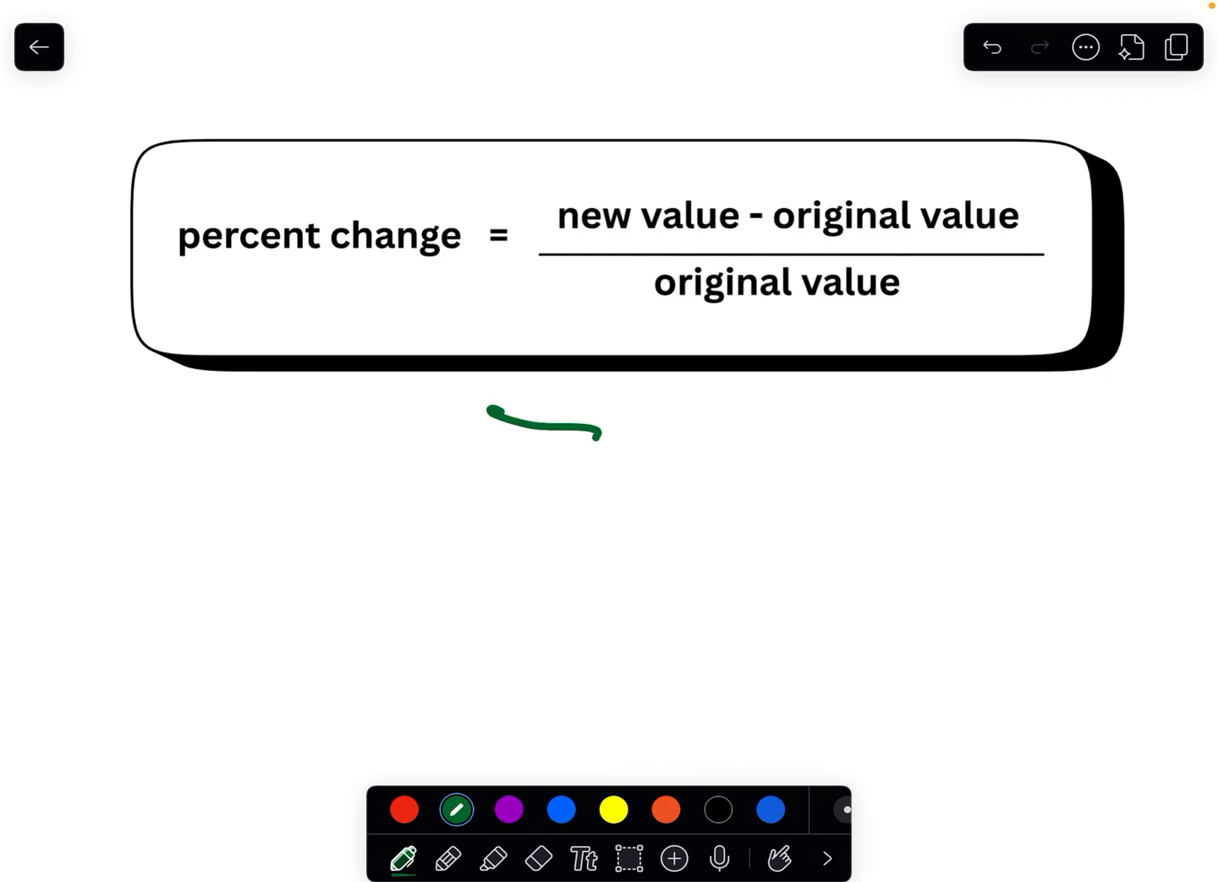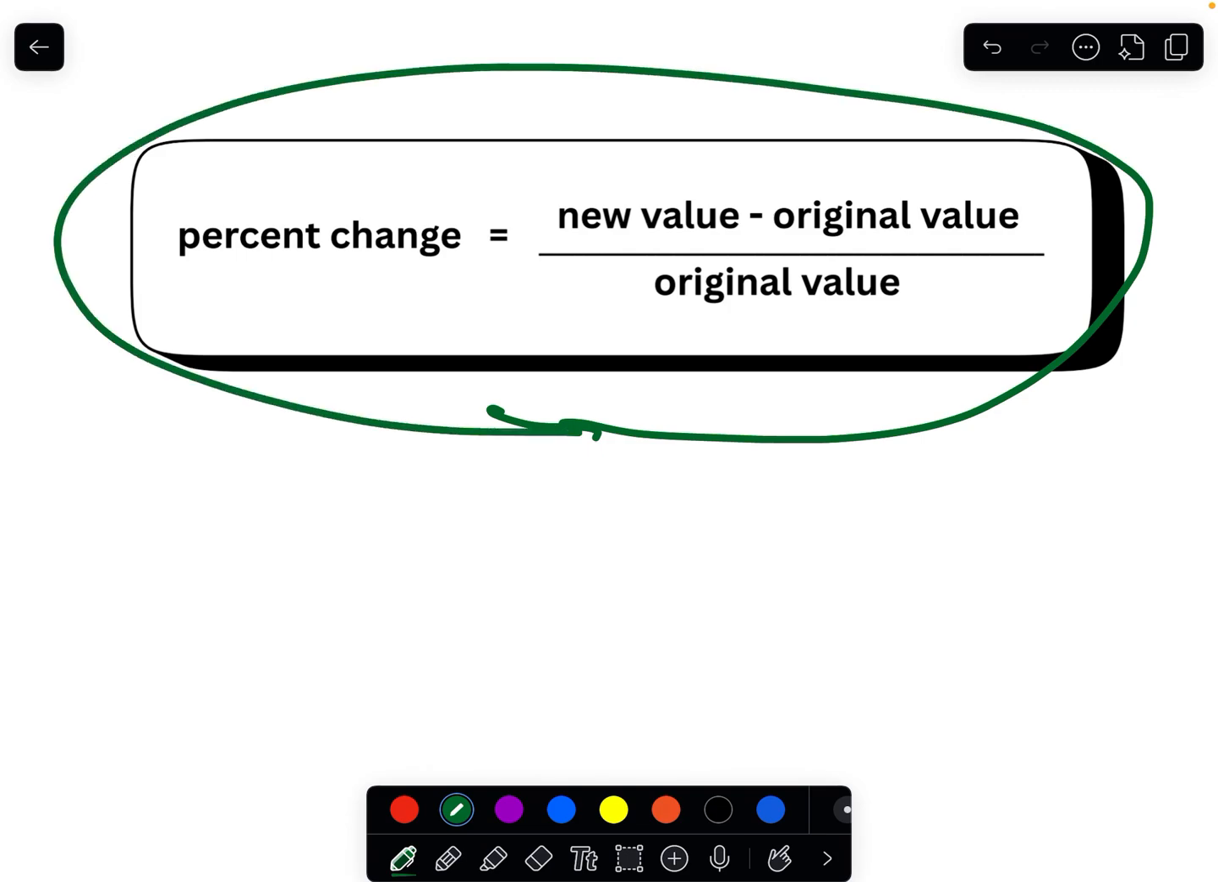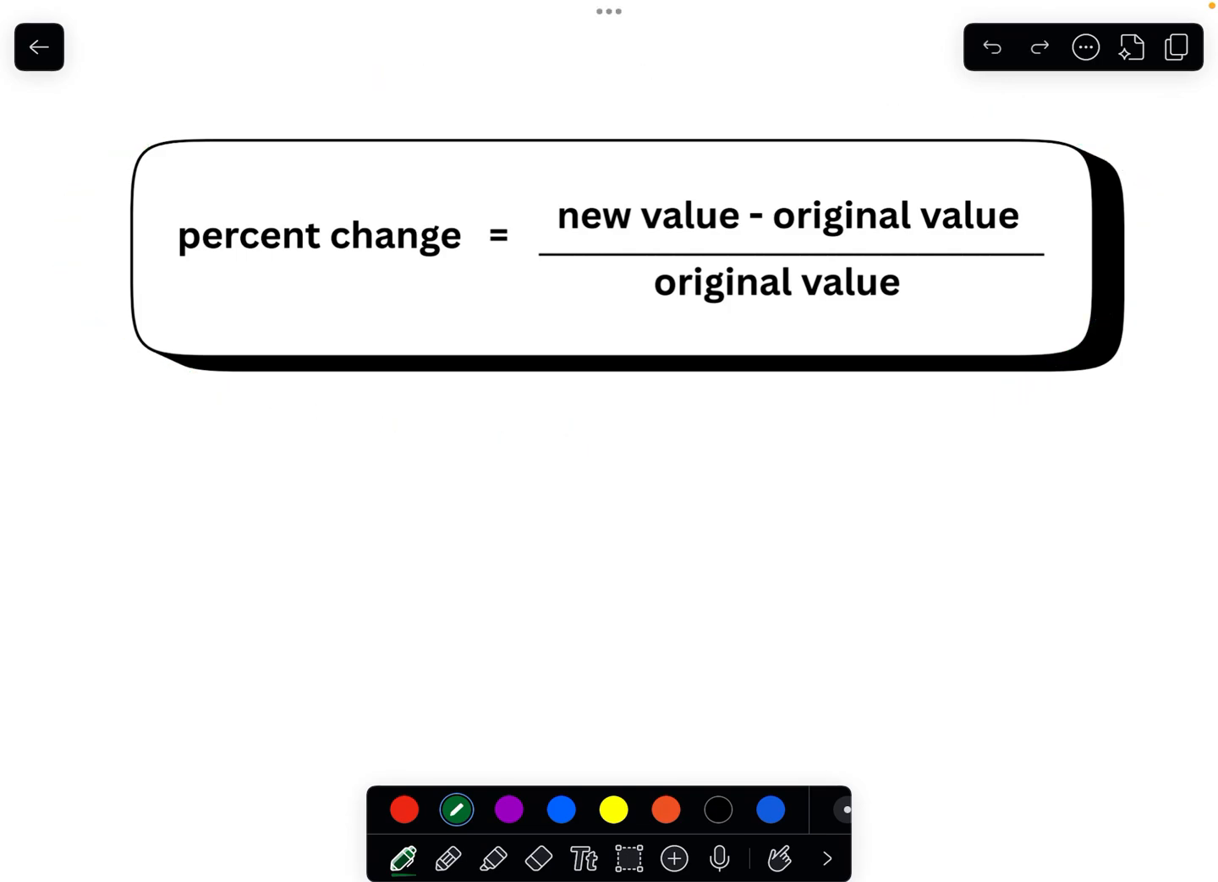Here is the formula for percent change. And it really is as simple as that. If you know this formula, you will be able to calculate the percentage of anything. How cool is that? Let's take a look at this. So percent change means either a percent increase or a percent decrease, or there could be no percent change at all, percent change of 0. And how do we calculate that?